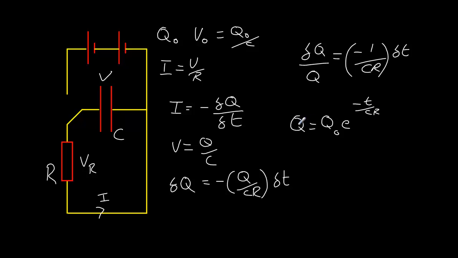Now, because we know that V equals Q over C, if I divide both sides of the equation by C, we can get a second equation, which is that V is equal to V0 e to the minus t over CR. And finally, if we differentiate this with respect to time, we get dQ by dt, which equals I, and that will equal I0 e to the minus t over CR.